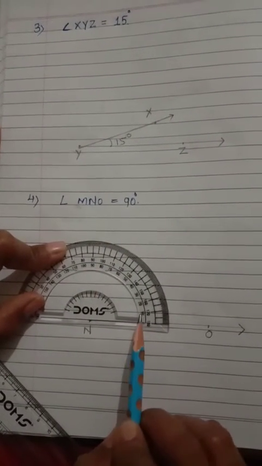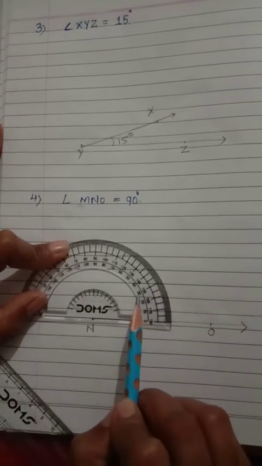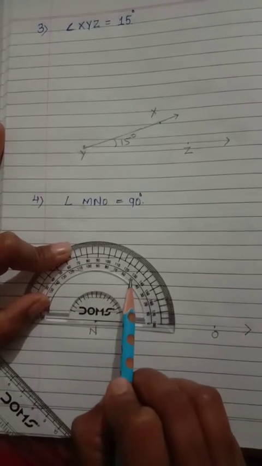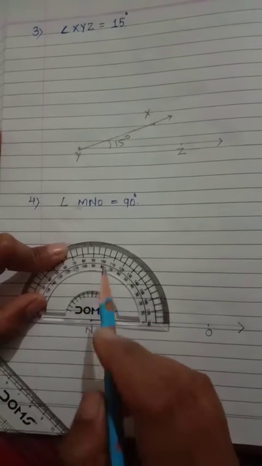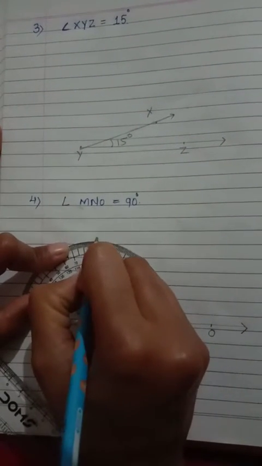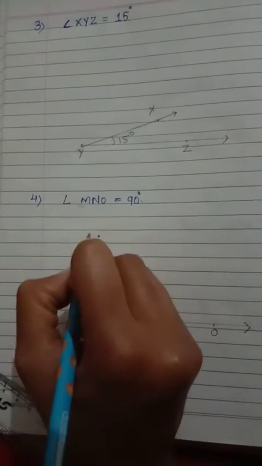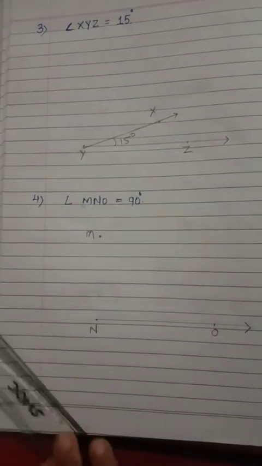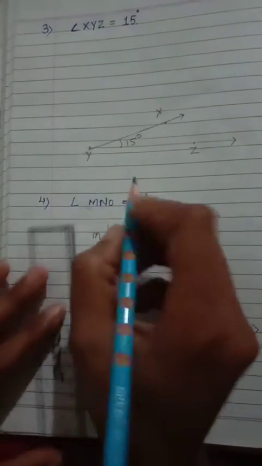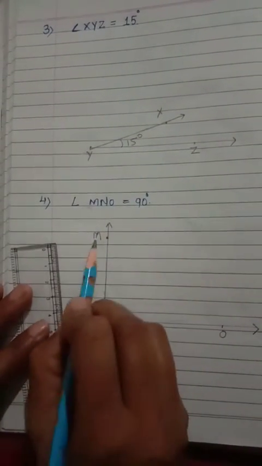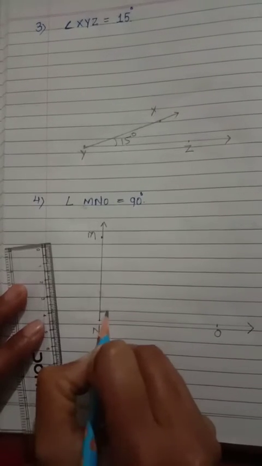Now we use inner scale to measure the angle 90 degree. This is 0 degree, this is 10 degree, this is 20 degree, this is 30, 40, 50, 60, 70, 80, 90. Here is 90 degree. So here I am going to mark the point and name it as M. Then we join this point M with the N using ruler. So this is the angle MNO which is of 90 degree.